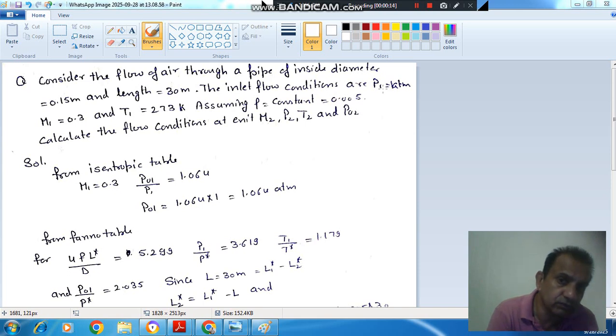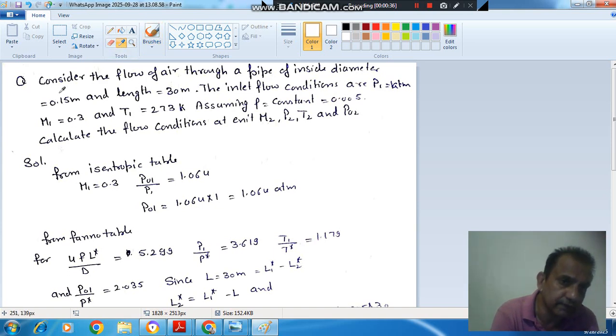So we have just covered the topic one dimensional flow with friction. Now we'll solve some numericals based on that topic, considering subsonic flow and supersonic flow. First we'll take subsonic flow, when the Mach number is less than 1, that is 0.3.